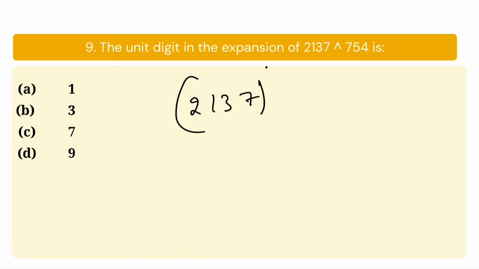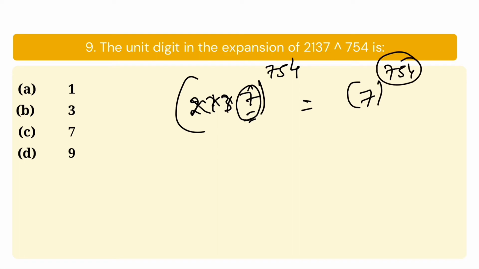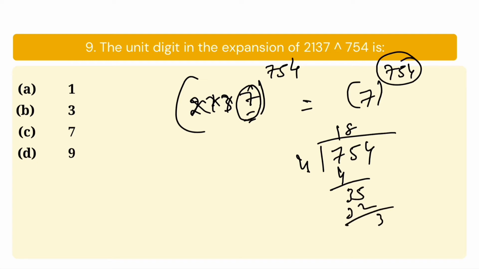Find the units digit in the expansion of 2137 to the power of 754. The units digit will be decided only based on the units place. So instead of writing the complete number, take only the units digit, 7 to the power of 754, and write 754 in multiples of 4. 4 1s are 4, 35, 4 8s are 32, 34, remainder is 2. So write it as 7 to the power of 188 into 4 plus 2.